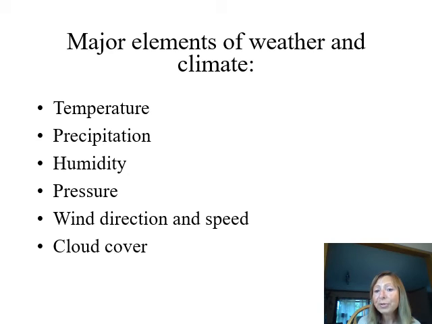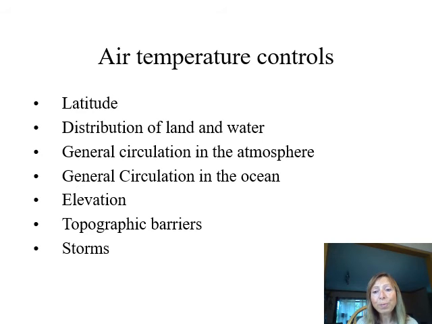These elements are temperature, precipitation, humidity, pressure, wind direction and speed, and cloud cover. Air temperature is one of the most important characteristics of our climate. So, what are those different geographic factors that control air temperature? First of all, it's the latitude. We know that the temperatures are usually the highest close to the equator and the lowest over the poles, though there are some other factors that make this pattern slightly different. But on average, the temperatures are declining from the equator to the pole.